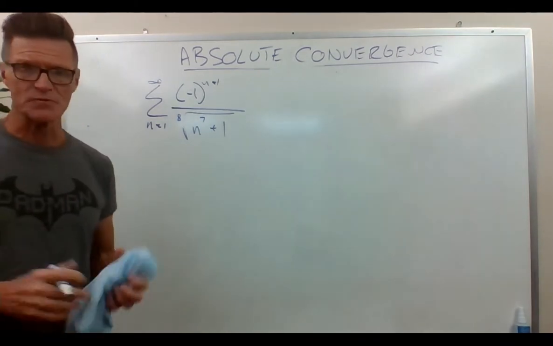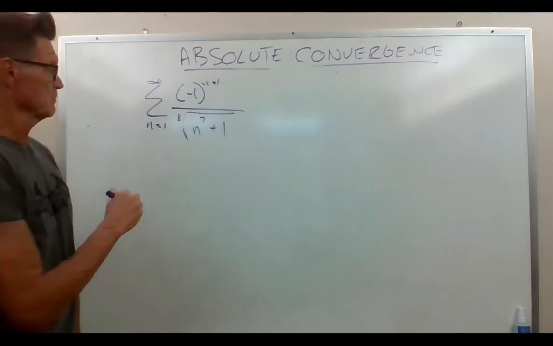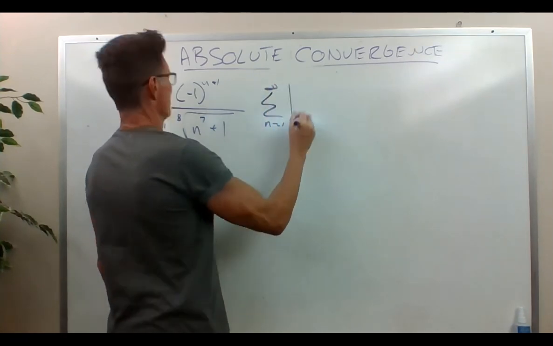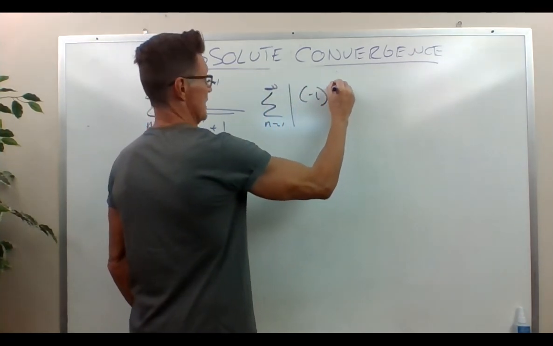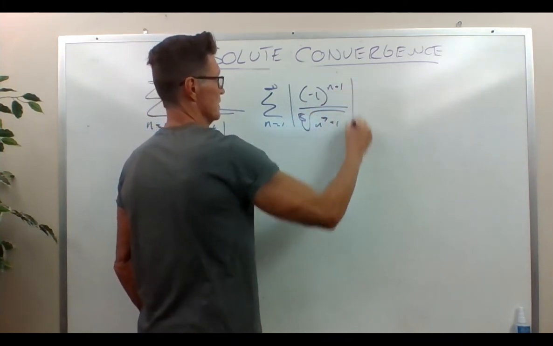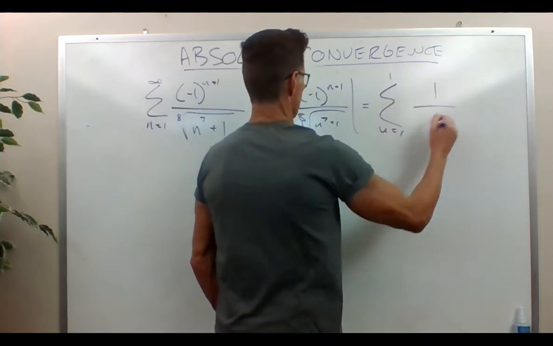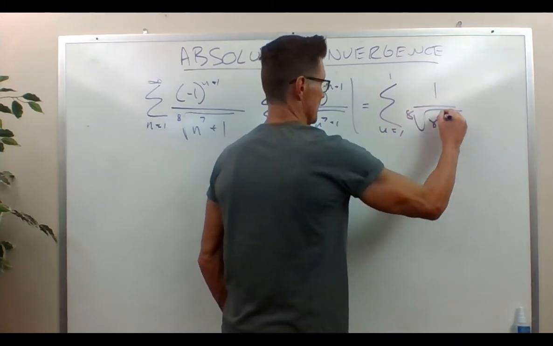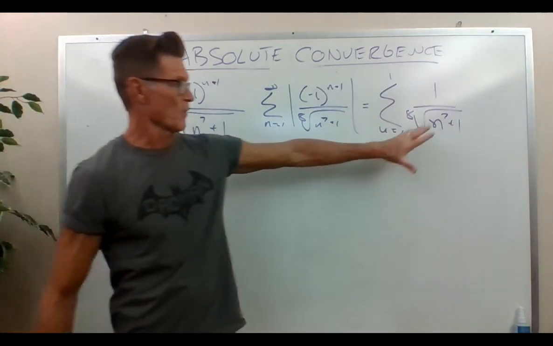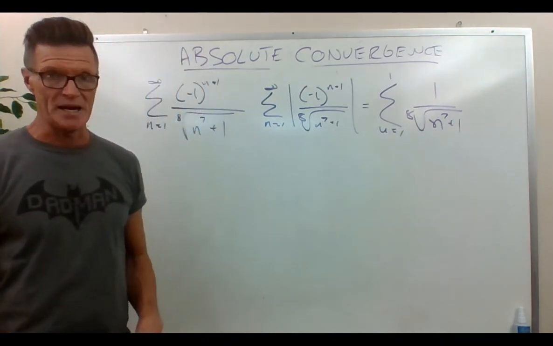All right, so to test for absolute convergence, the first thing that we need to do is to get rid of the alternating part. So the absolute value of negative 1 to the n plus 1 over the 8th root of n to the 7th plus 1 is simply going to be 1 over the 8th root of n to the 7th plus 1. So this is my a sub n. So I want to test this to see if that converges or not.